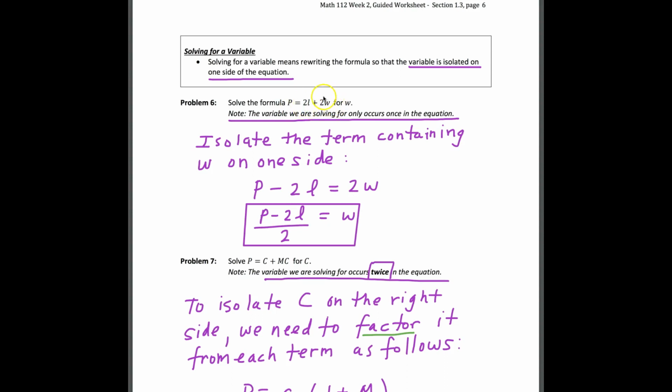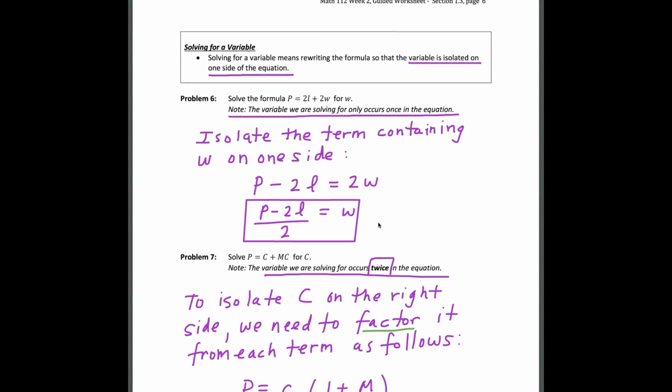Notice that we're going to solve for W, and it only occurs once in the equation, because we'll see in problem 7 a different situation. So we just want to isolate the term containing the W on one side. So I want to get 2W by itself. So what I did was I just subtracted 2L from both sides. And then I'm going to divide by 2. So I'm just going to keep the W on this side. I could have written it as W on the left is equal to that, but this is perfectly fine. All right, so that was pretty simple.